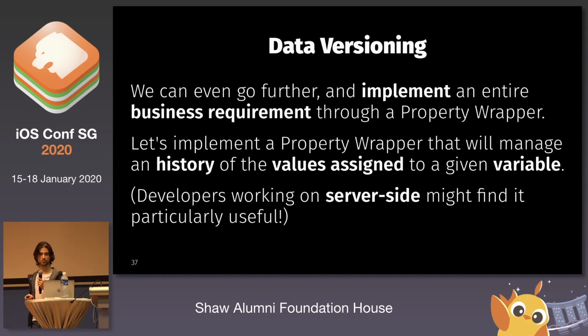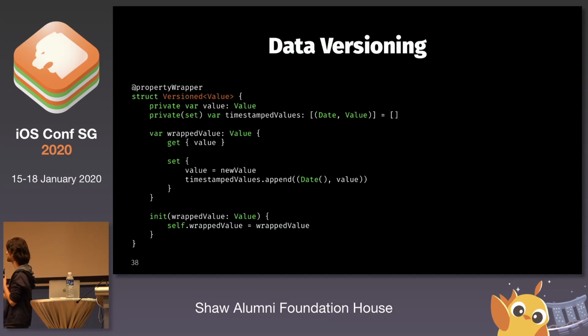So we are going to implement a wrapper that is going to manage a history of all the values that have been assigned to a given variable. It can be pretty useful, especially if you do server side, because if you need to debug, you have a log of everything that happened to your variable. So to implement it, we're going to go step by step.